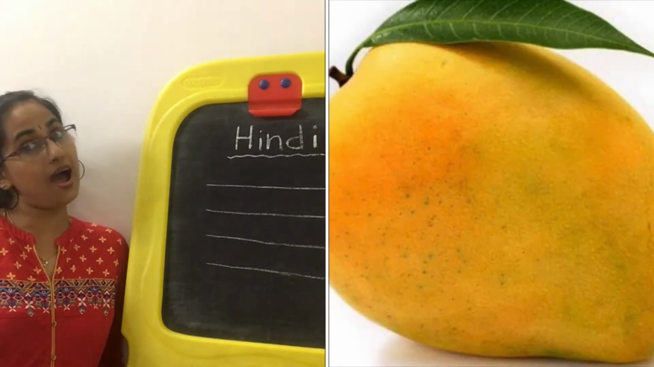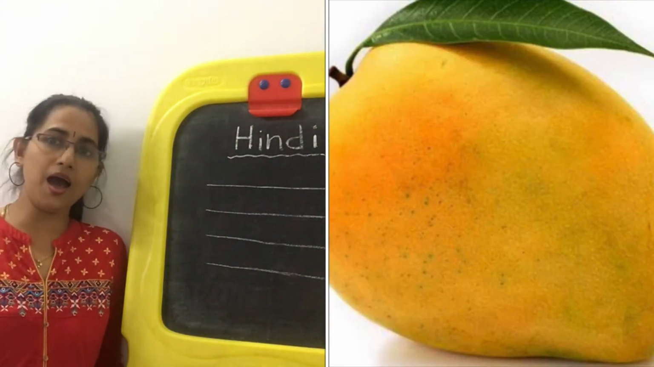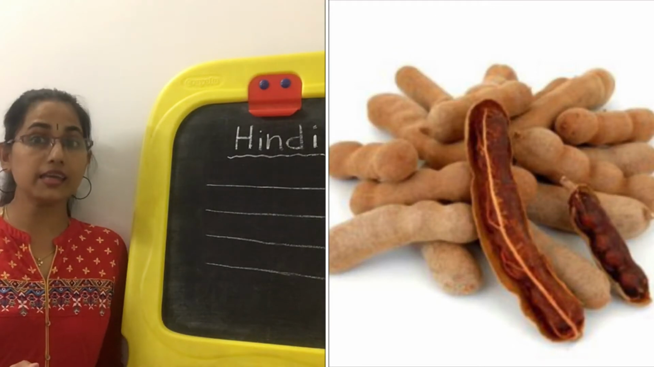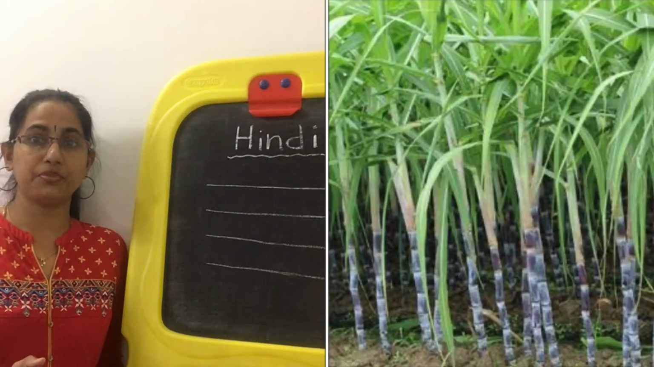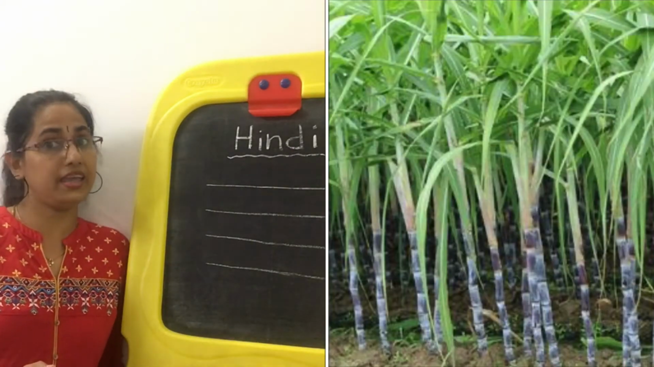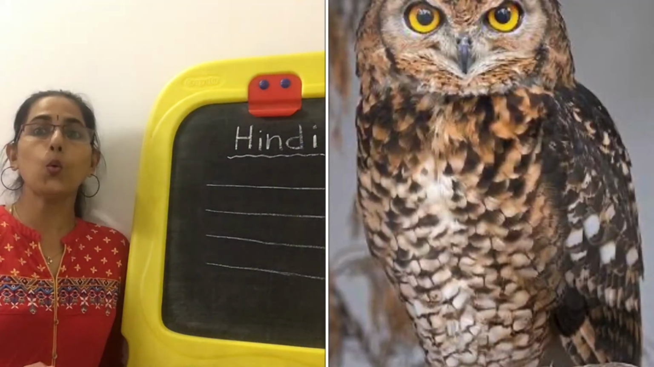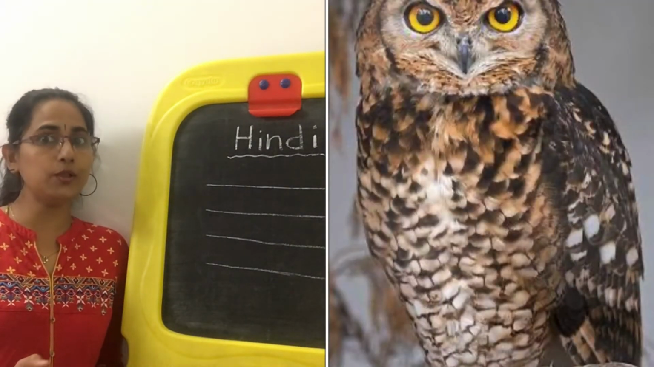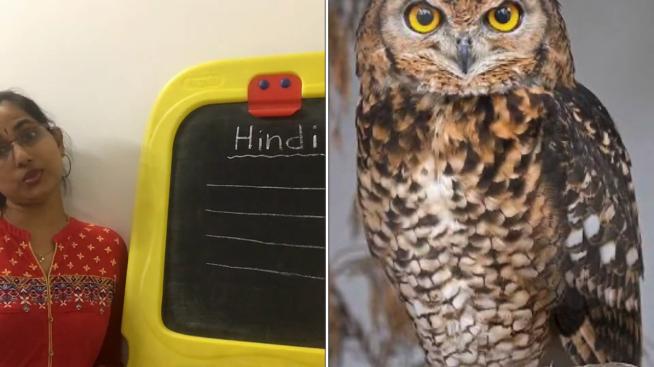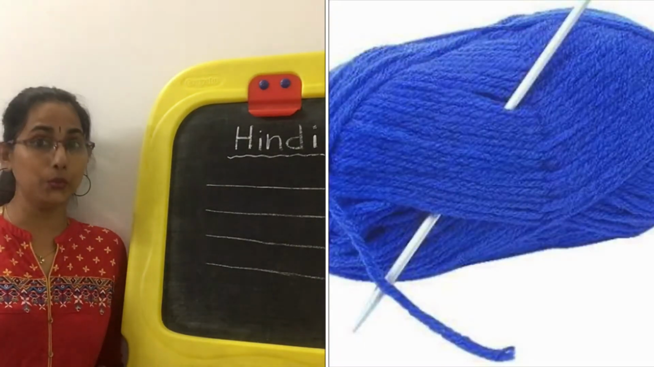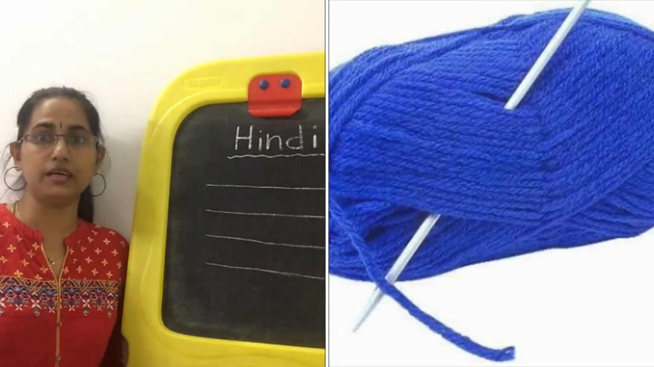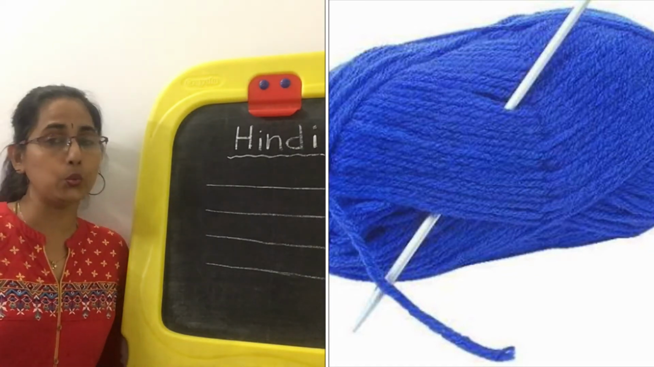Anar. A say anar. Imali. E say eek. Ullu. U say oon. And today we are going to learn letter U.